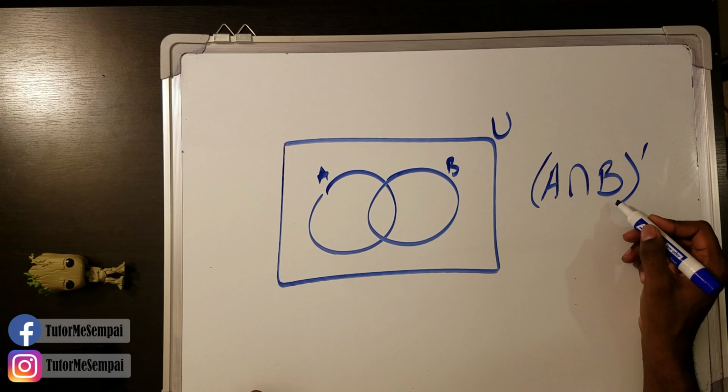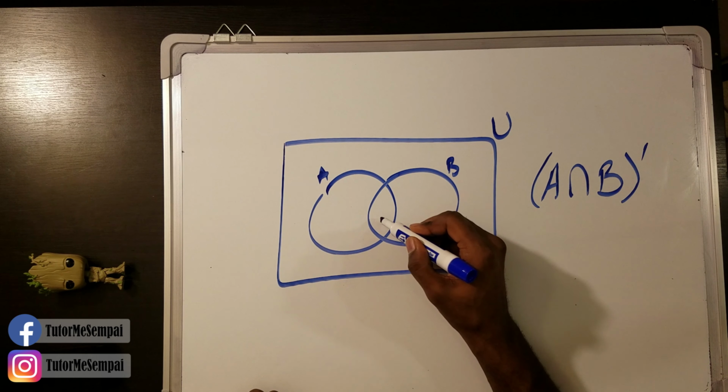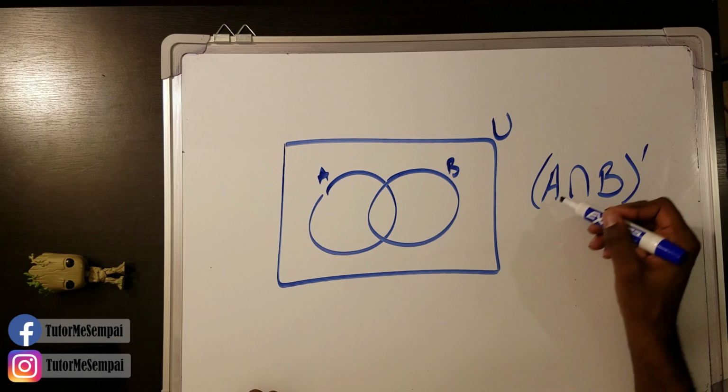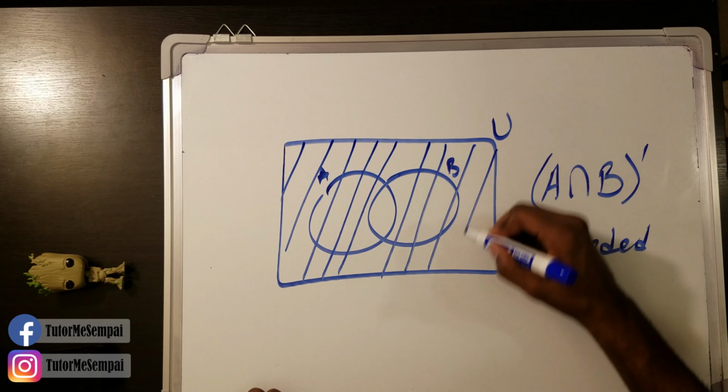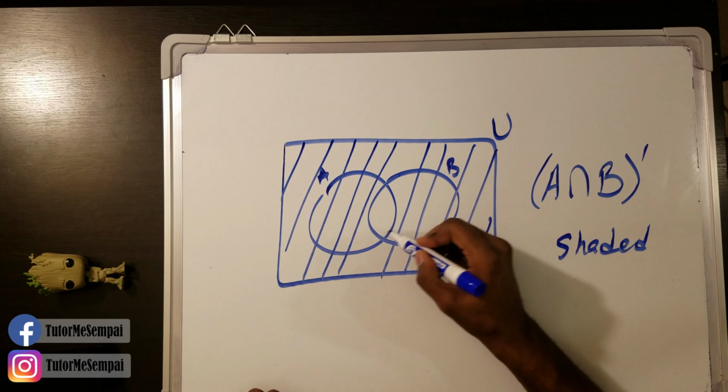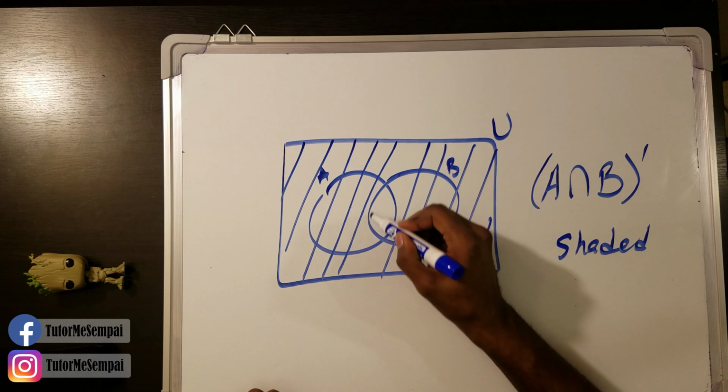So the intersection is going to be this region here, right? Everything in A and in B. But if we want the complement of the intersection, that's going to be everything but the intersection. So that's going to look like this. We're going to shade that this way. Now you see we're going into A, we're going into B, but we're leaving the intersection alone. We don't want anything in an intersection. This is how the complement of an intersection would look.